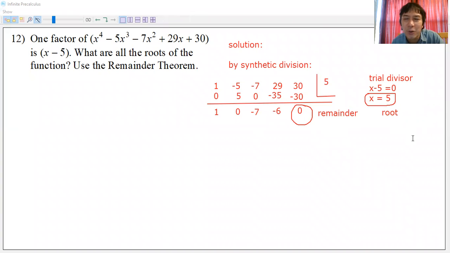All right. And so we can get the other roots. We can try other numbers or trial divisors, which are usually factors of the last number here. Factors of -6. We can try 3 or 2, plus or minus. So we can do another synthetic division continuation.